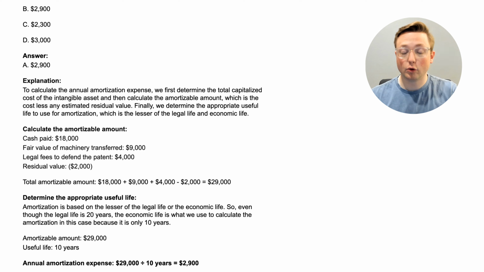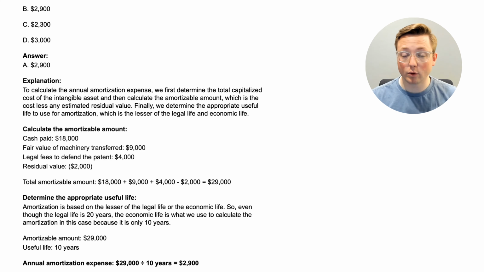We're going to talk about it a little bit more, but you amortize these based off of the lesser of the legal or the economic life. So we're going to talk about that. Let's dive into this. To figure out the amortizable amount, you have to take the cash that was paid, the fair value of the machinery that was transferred, and the legal fees that there were to defend the patent. Again, remember, if you successfully defend the patent, those legal fees are added to the carrying amount. And then they are expecting to be able to sell this for $2,000 at the very end of its useful life. So it's kind of like a salvage value for depreciation. This residual value we're going to subtract from the rest of the amounts to get the actual amortizable cost.